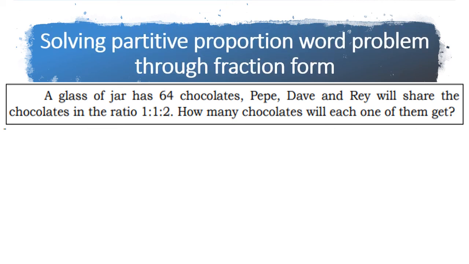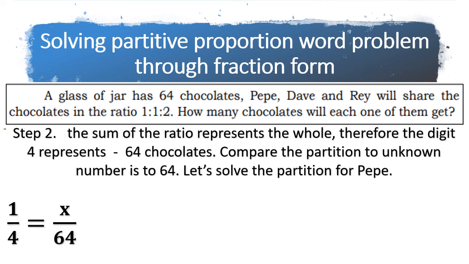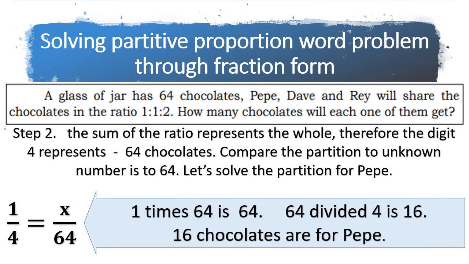Step 2. The sum of the ratio represents the whole, therefore the digit 4 represents 64 chocolates. Compare the partition to unknown number is to 64. Let's solve the partition for Peppa. Multiply the complete term. 1 times 64 equals 64. 64 divided by 4 is 16. 16 chocolates are for Peppa.